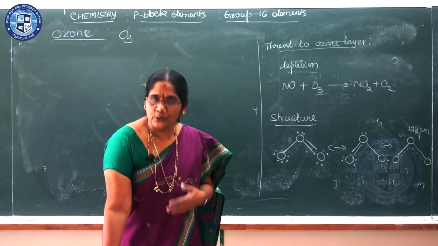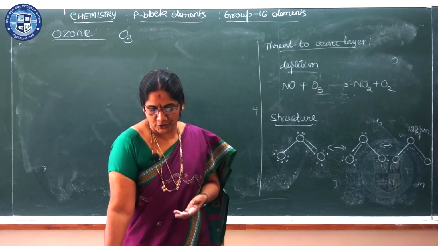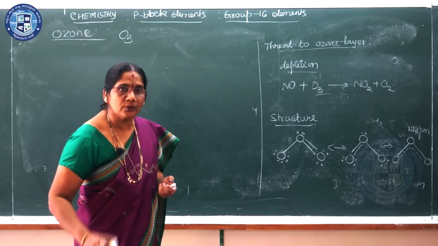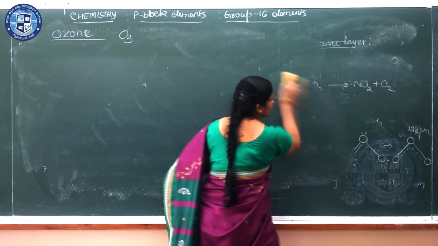It is also used as an oxidizing agent in the preparation of potassium permanganate. That's all about ozone. Next we will move on to the next element, sulfur.